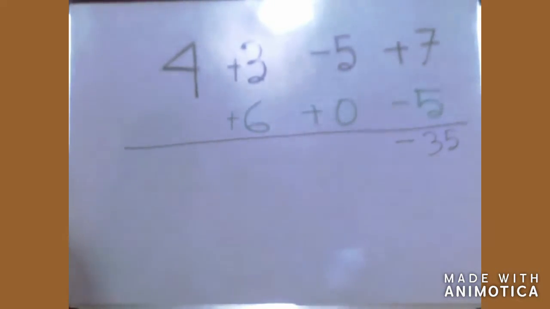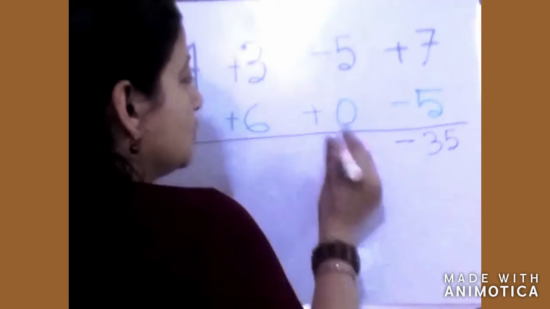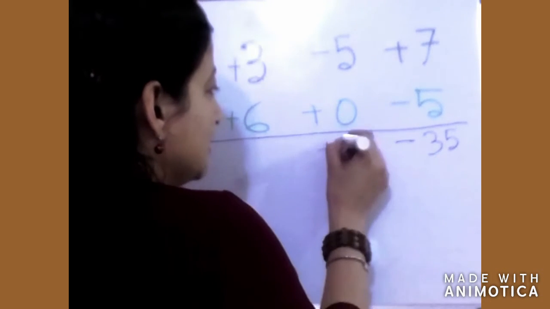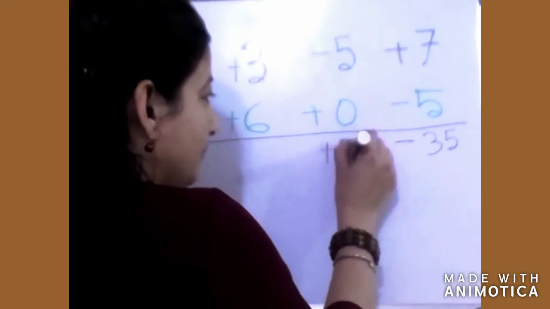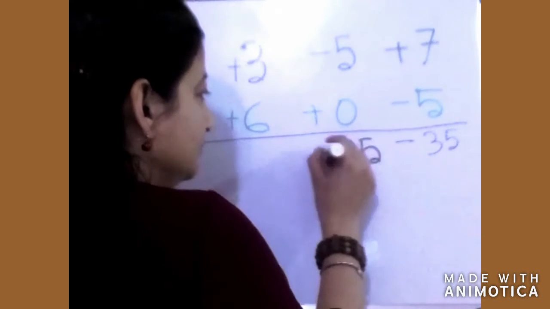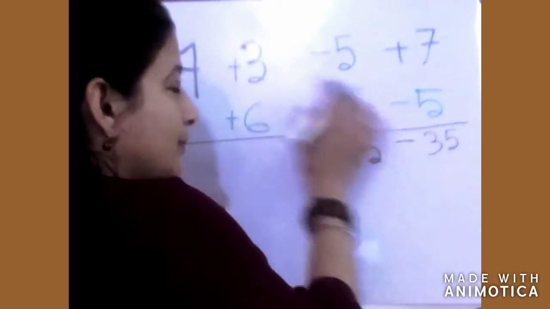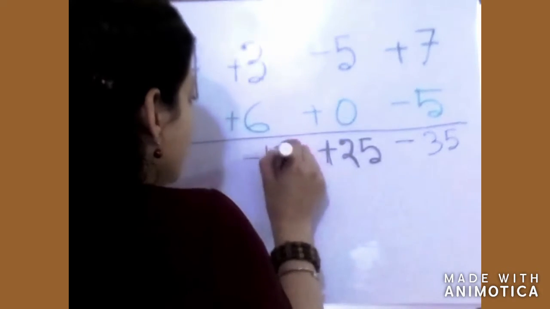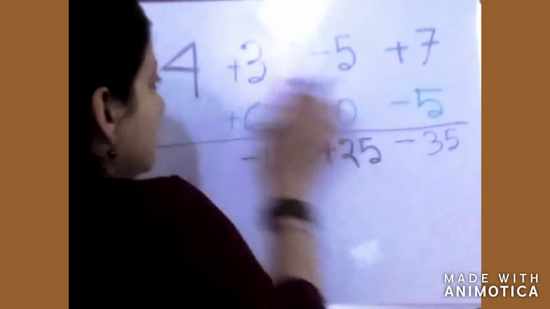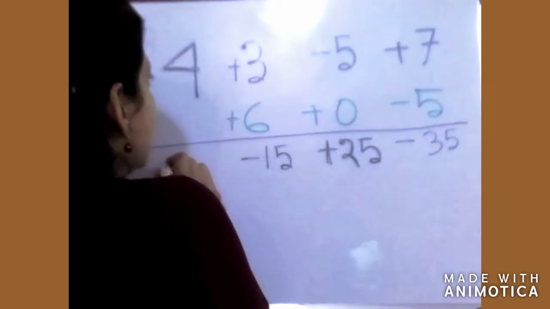Next number is minus 5 times minus 5, so it will be minus minus plus, 25. Next number is minus 5 times plus 3, so minus plus minus, 15. Next number is minus 5 and 4, so it gives us minus 20.